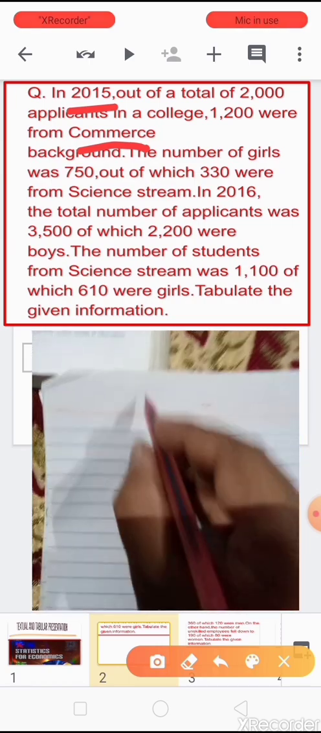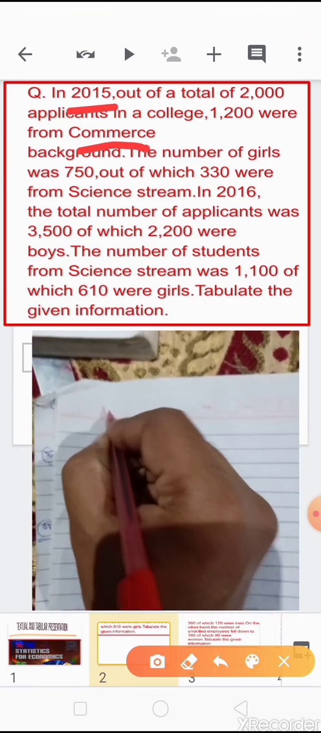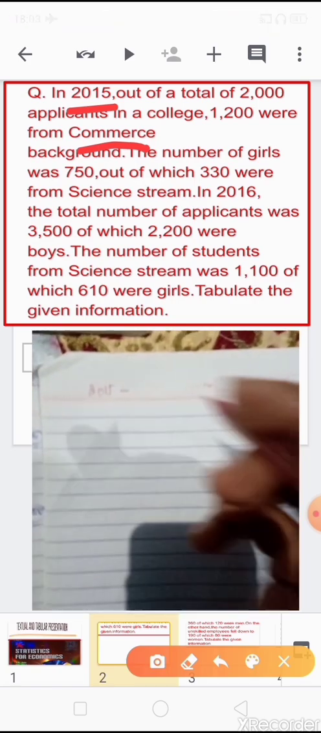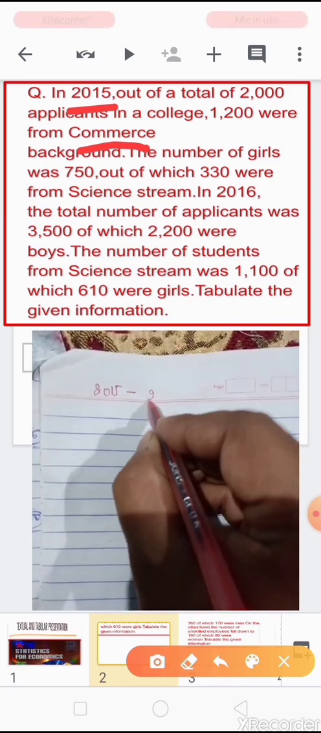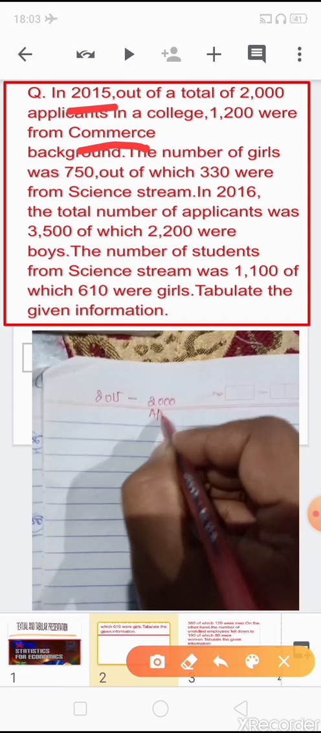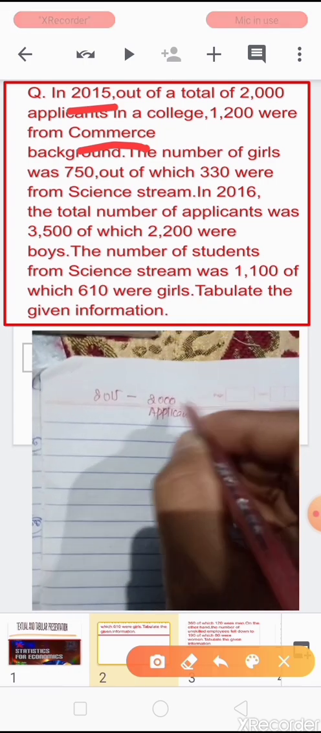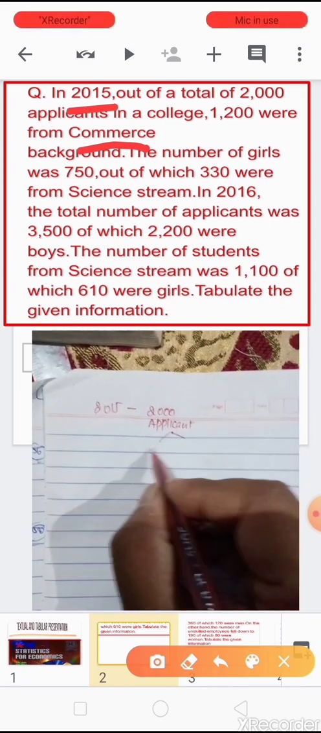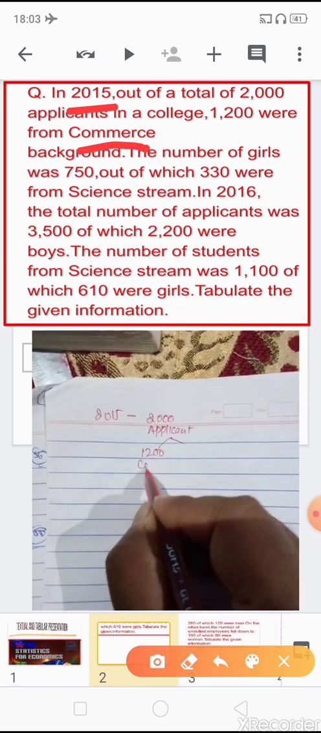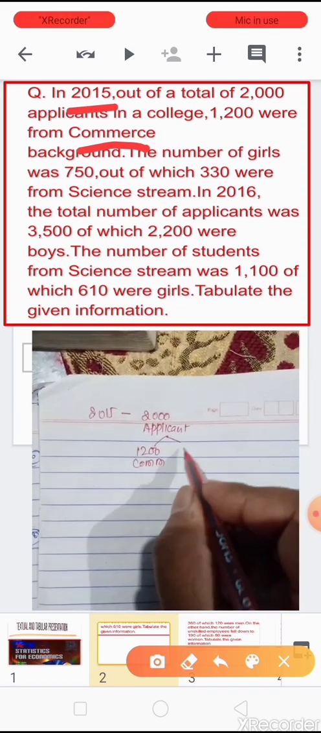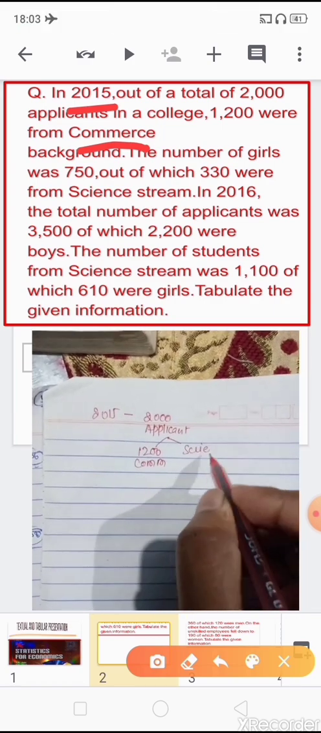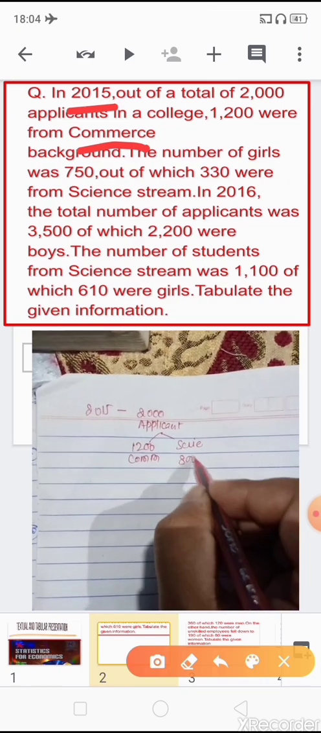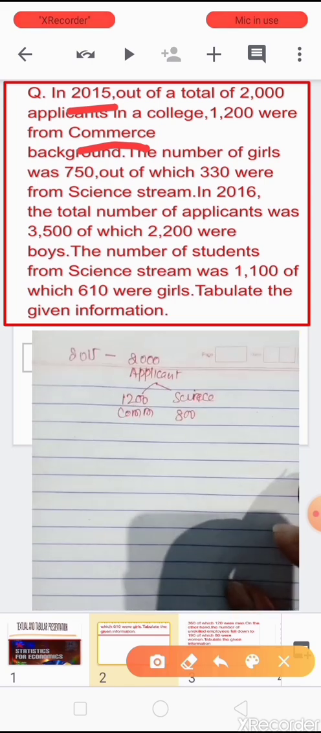So here we can see that in 2015, as I just said, the total number of applicants who applied for admission is 2000, and out of these 2000 applicants, children, 1200 belong to commerce, whereas the remaining 800 students belong to the science stream.